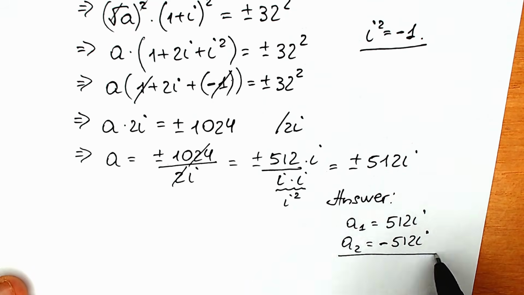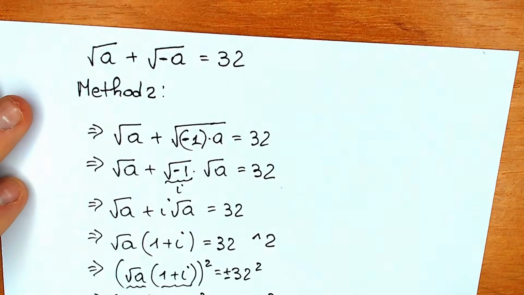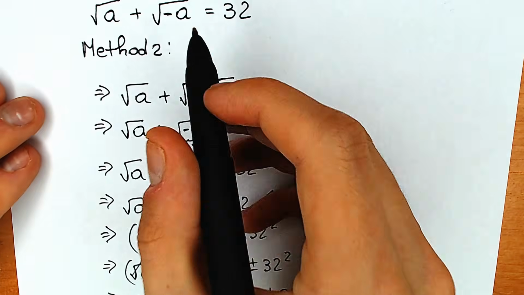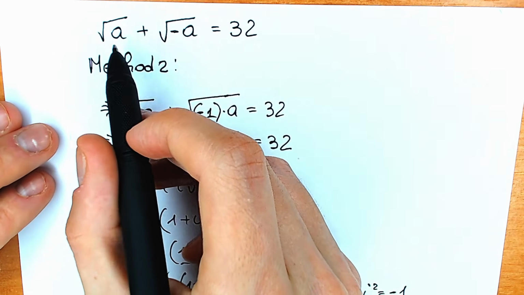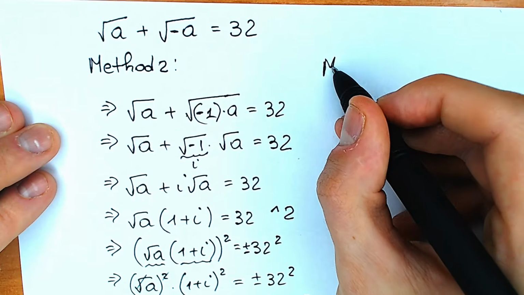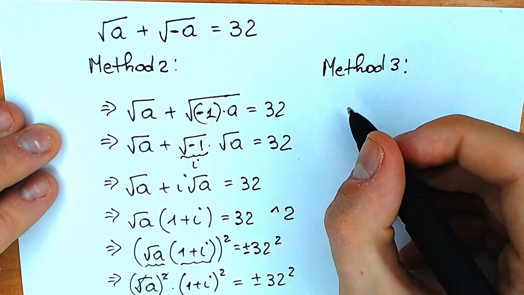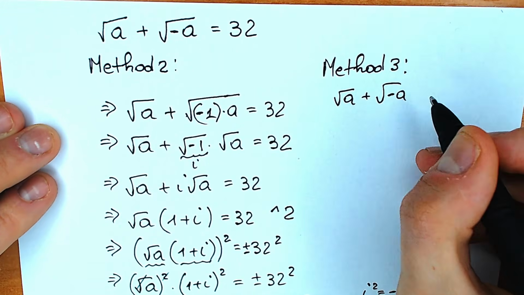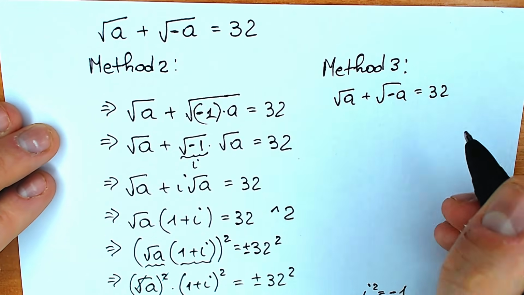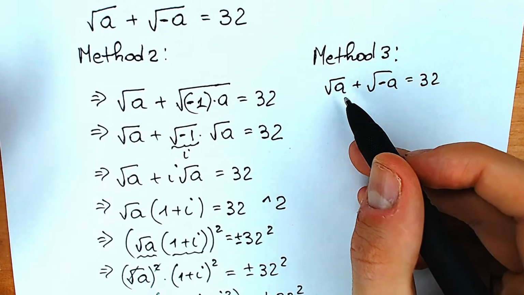This is our method. We have two roots, and right now I'm going to show you the extra method with inequalities. We can easily say that square root of a needs to be positive. This looks like our third method; maybe someone is interested in this inequality method. So we have square root of a plus square root of minus a equal to 32. This method is not good for finding the roots; it tells us only whether we have real roots or complex roots.